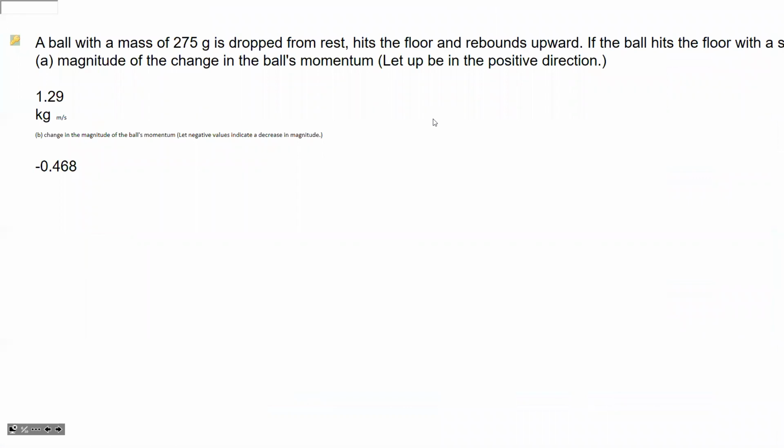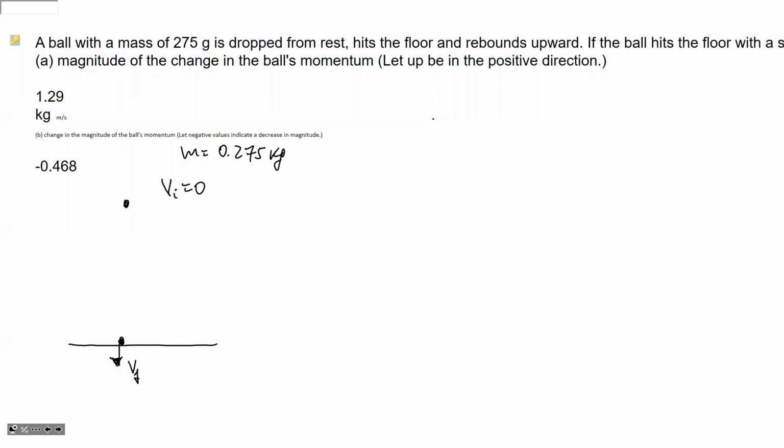A ball with a mass is dropped from rest. So the initial speed is 0. The mass is a given number. Different people may have different numbers. And let's convert it to kilograms immediately. So it hits the floor. When it hits the floor, it has a speed we call final speed for this particular part of the motion.